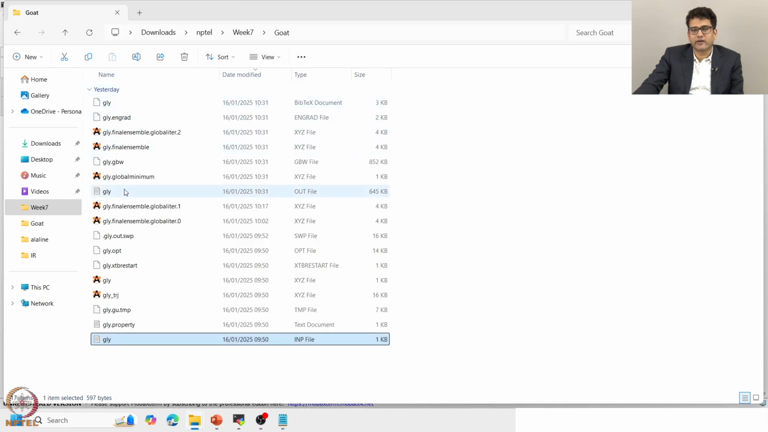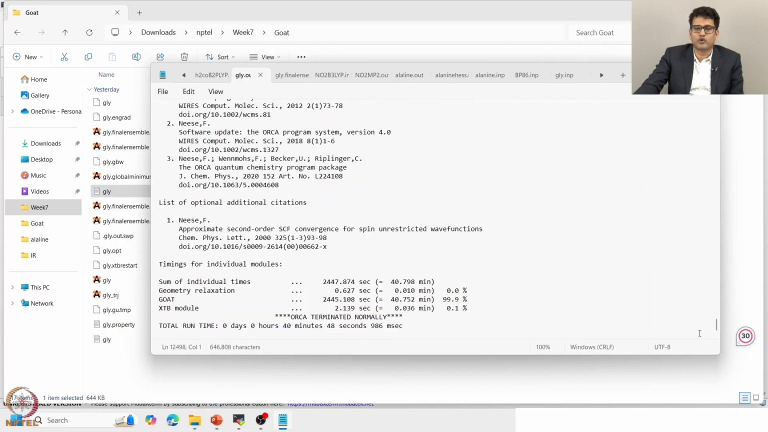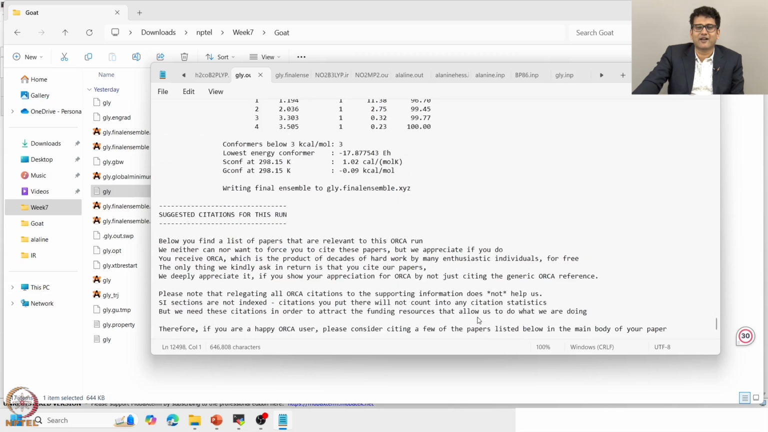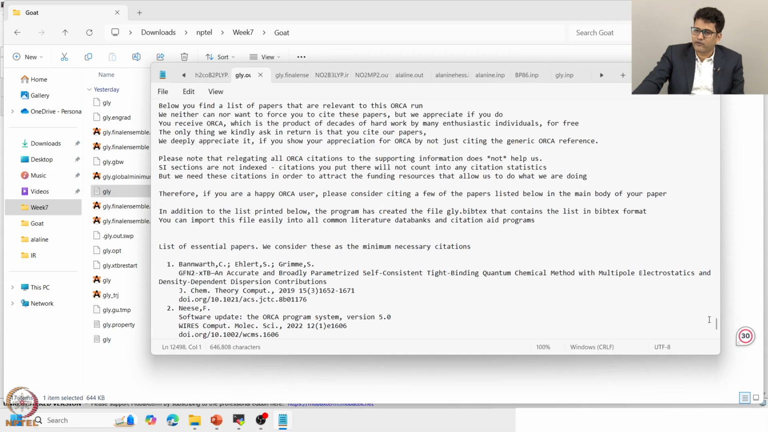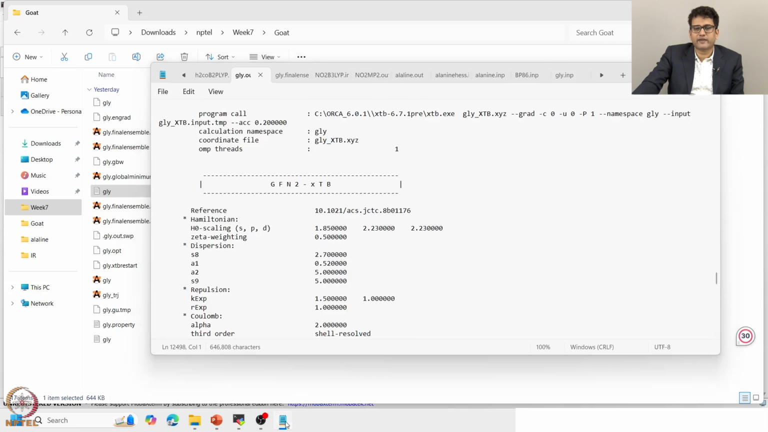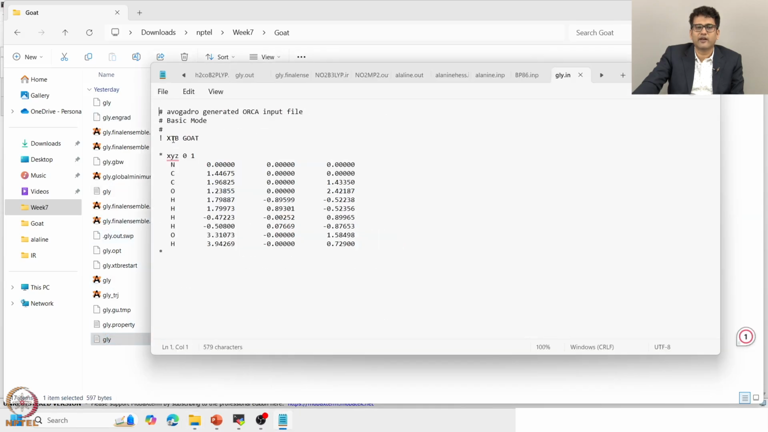I will not do the run in front of you because it may take a long time. I will just open the output file and show you why I have not done it: it took 40 minutes on my laptop. So half of my class would go into this running only. I did the run before, and you can try it at home yourself. The only important thing here is to give the GOAT keyword. So just to tell you again, it's XTB as the method, and you just have to give GOAT. And if you run it, let us read the output file line by line.